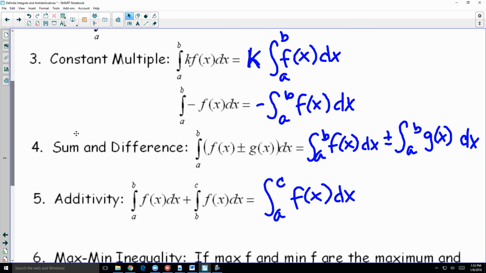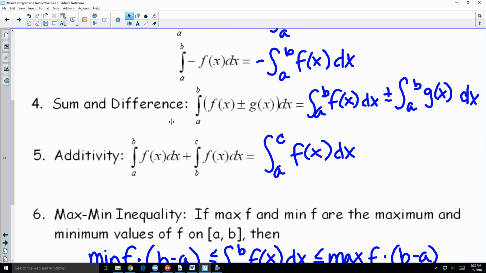Your sum and difference rule says that I can split the integrals up. If I'm adding two things together, I can split them up into their own separate integrals. Again, this might be helpful if you have one really easy integral to take and one more challenging integral to take. You could get the easy one out of the way and then deal with the more challenging one. Notice the bounds stay the same, so from A to B and then from A to B.